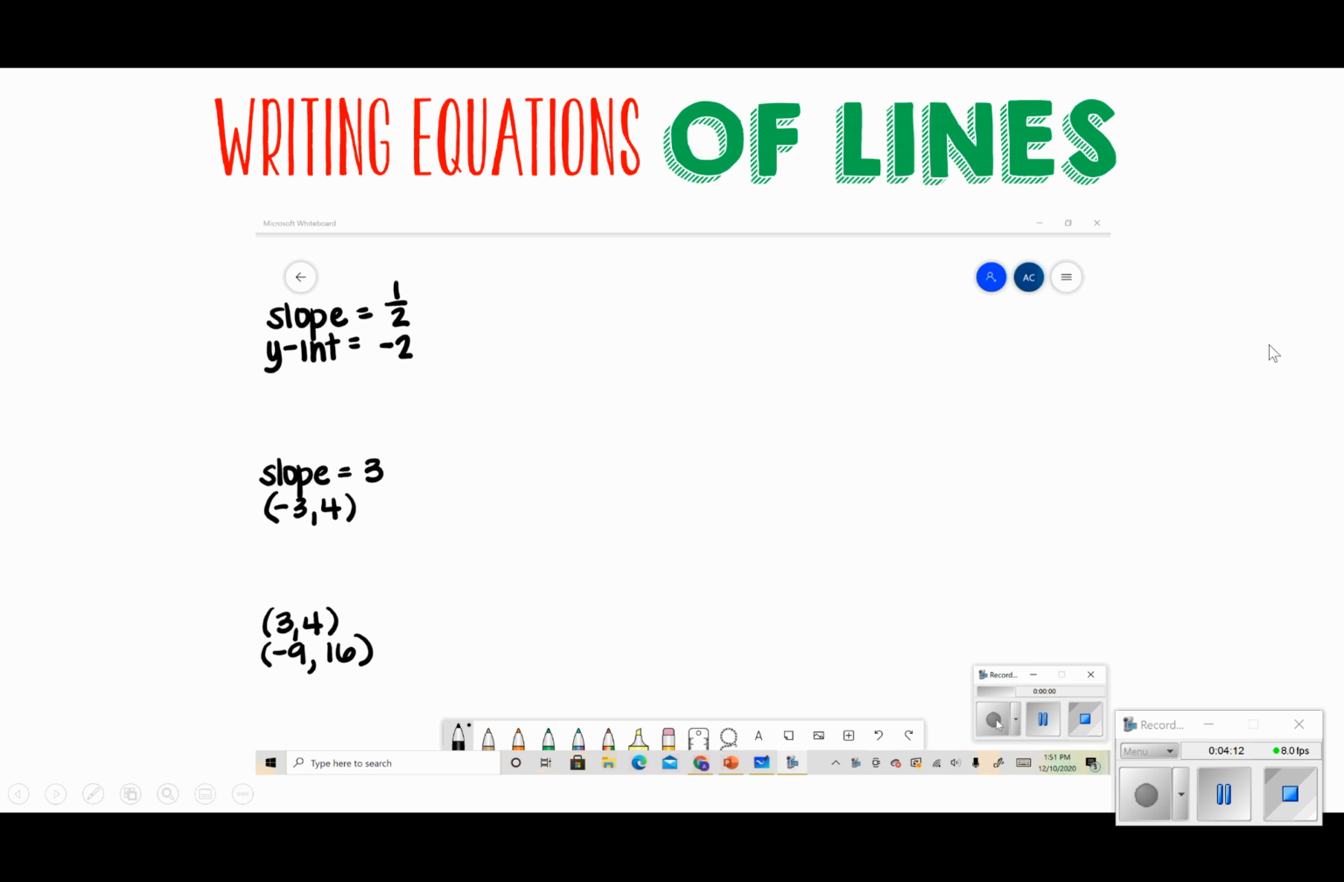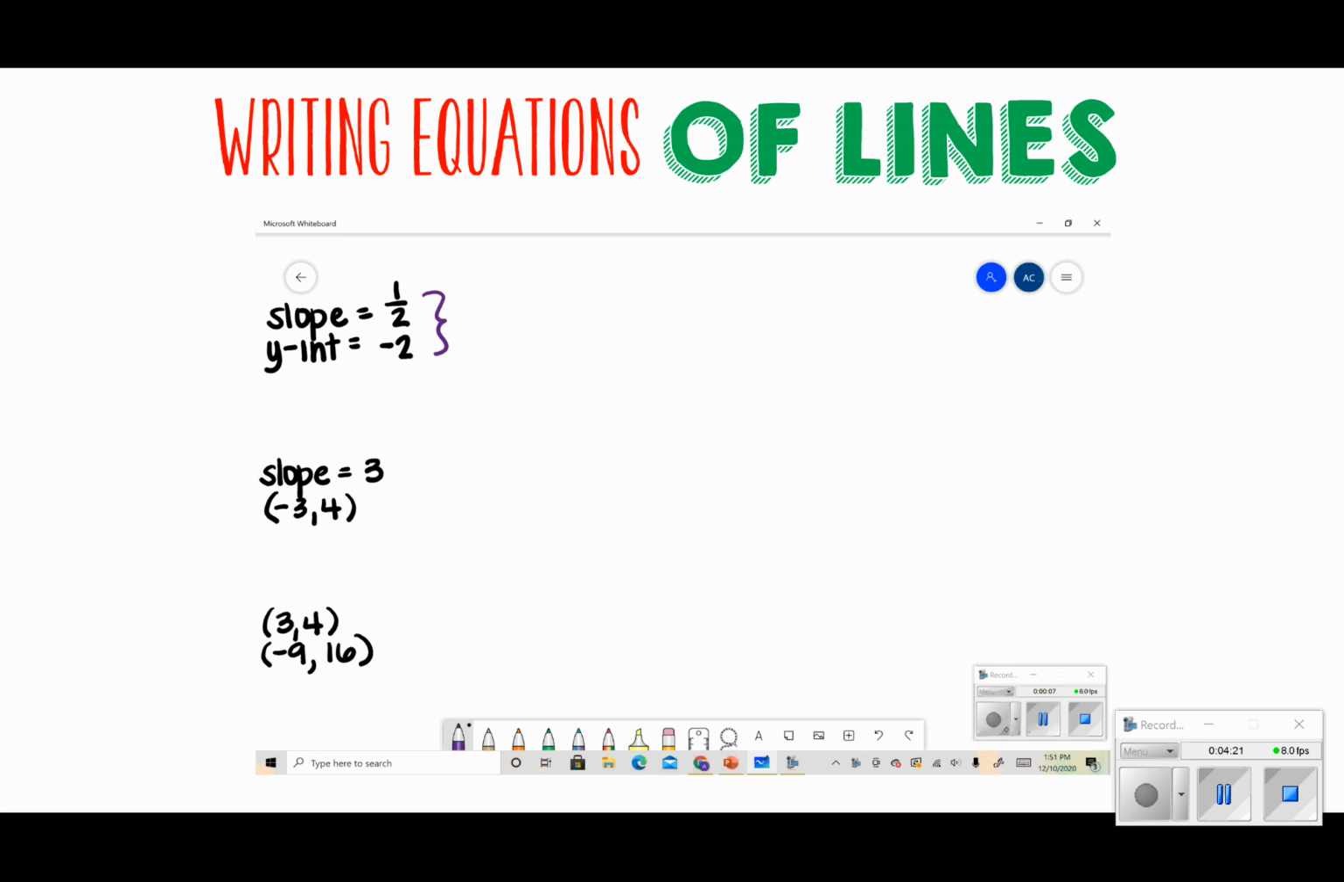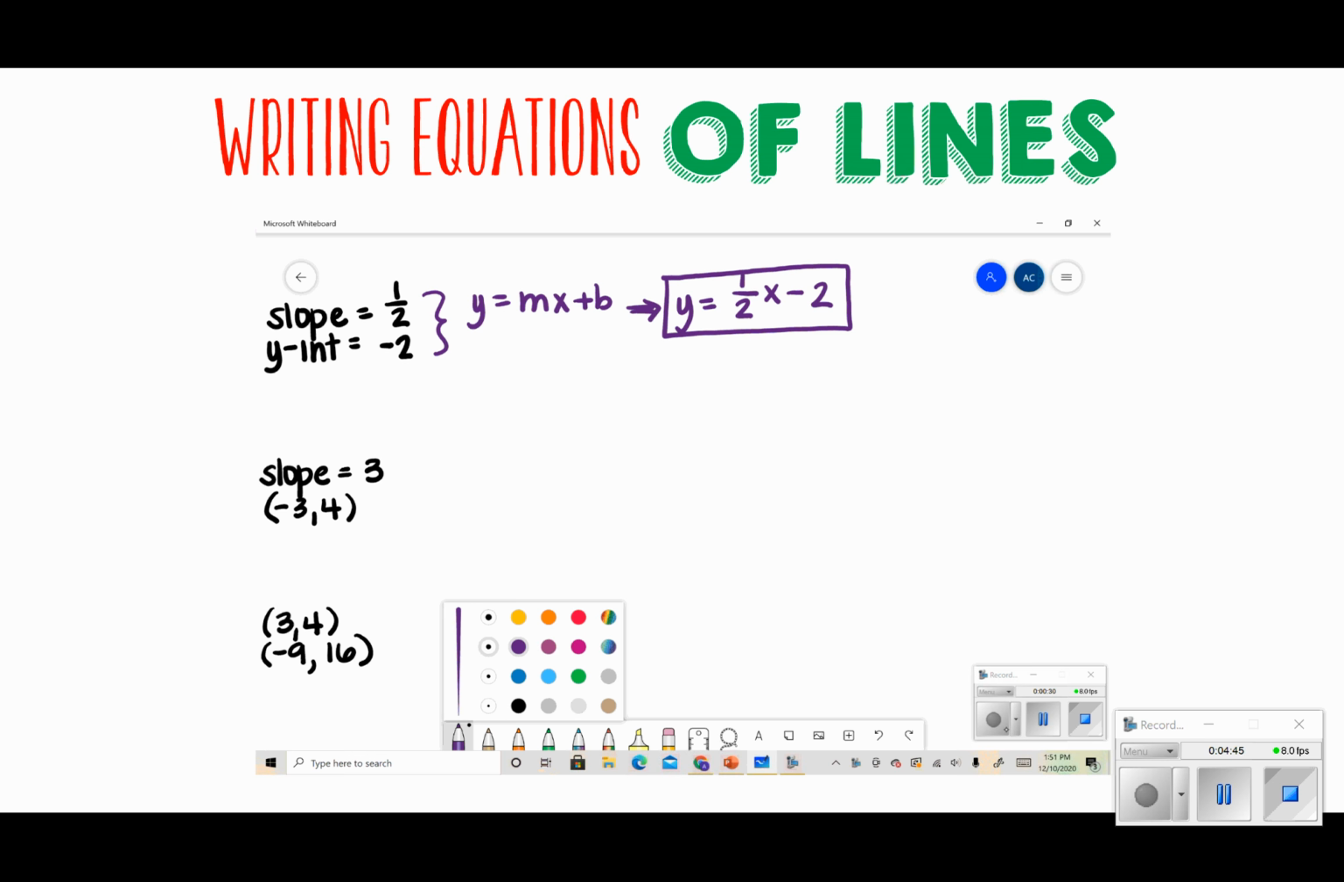Okay, writing equations of lines. We are going to write some equations of lines, first when we're given a slope and a y-intercept. When you're given a slope and a y-intercept, remember, you always want y equals mx plus b. So all you're going to do here is keep the y, replace the m with your slope, which in our case is 1/2, keep the x, and then minus 2 as your b. There is slope-intercept form. Easy when it's given.